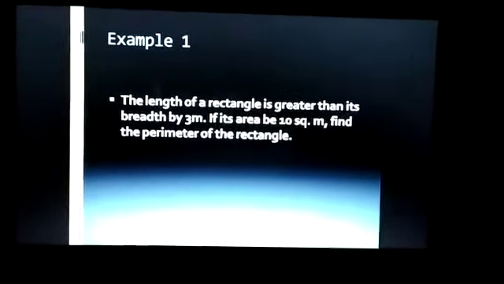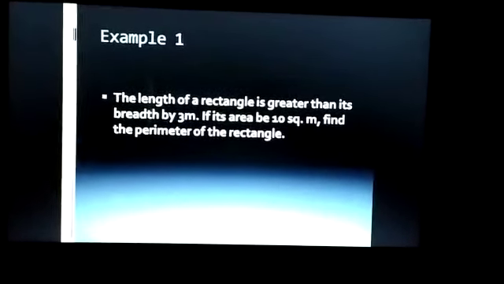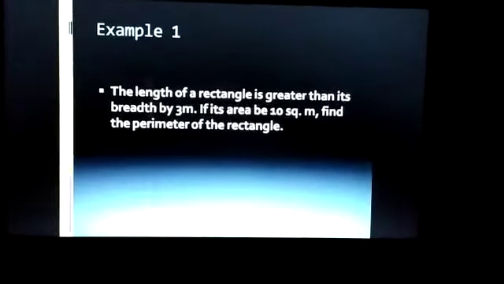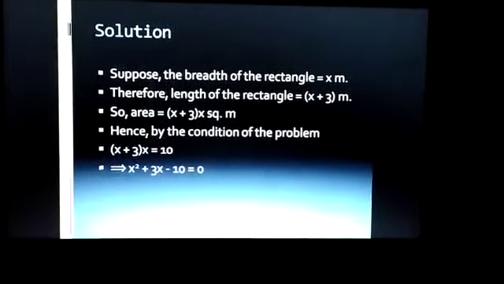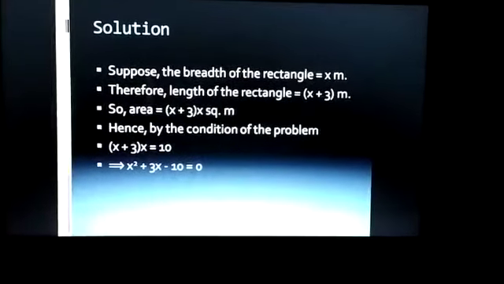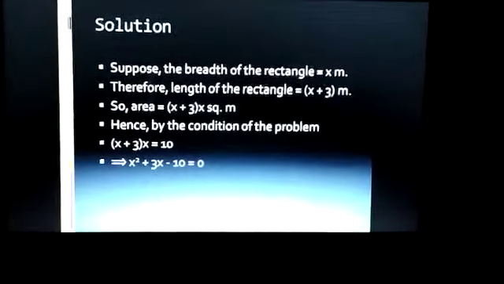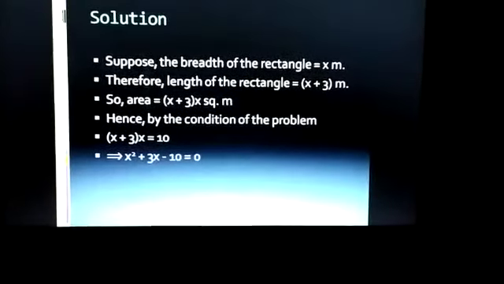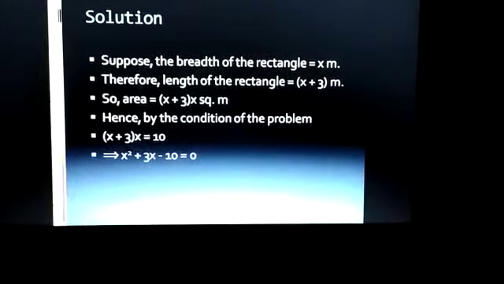So what is given in the question? The length is 3 meter more than the breadth, and the area is also given as 10 square meter. So we assume the breadth to be x meter, therefore the length will be x plus 3 meter, and we also know that the area of a rectangle is length into breadth, so we multiply x plus 3 with x, which is equal to 10.